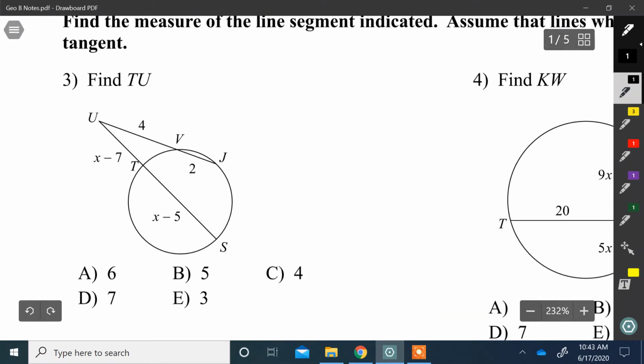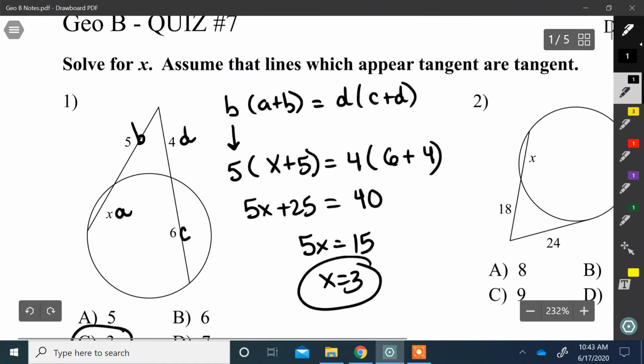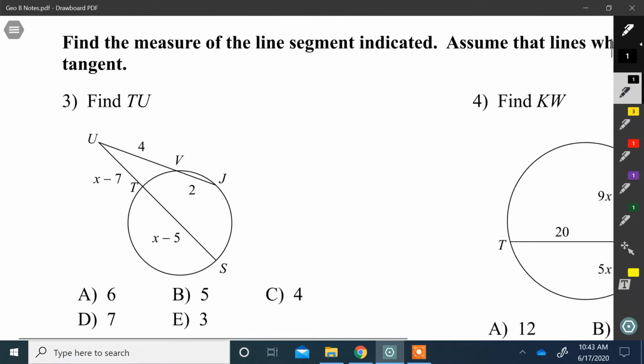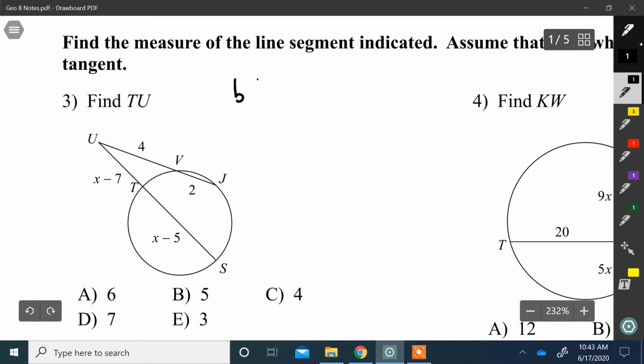We have this right here. Let's take a look again at our formula sheet. I'm going to use the same formula I used for this one right here. It's the same thing. So on this one, our formula once again is b times a plus b is equal to d times c plus d, where this is my a, this is my b, this is my c, and this right here should be my d.